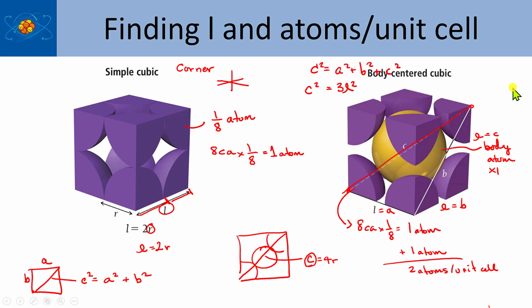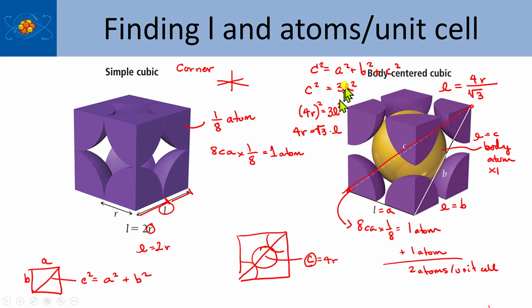Okay, so if I want to know the value for L, then I can substitute in 4R for C. So now I have 4R squared is equal to 3L squared. And I'm going to take the square root of both sides. So that becomes 4R is equal to the square root of 3 times L. So L ends up being equal to 4R over the square root of 3. So this would be true for any body-centered cubic.